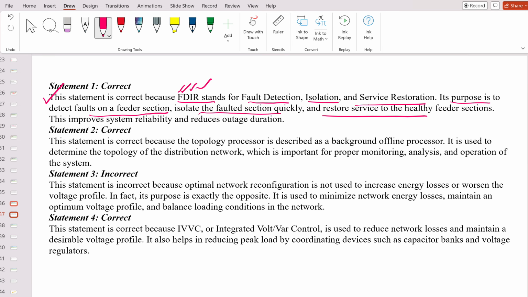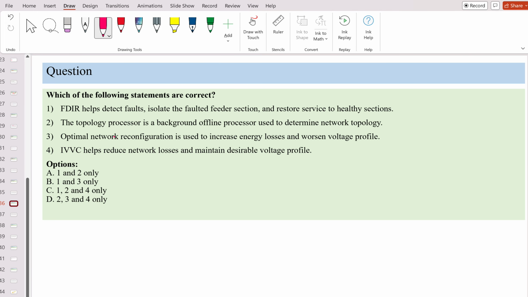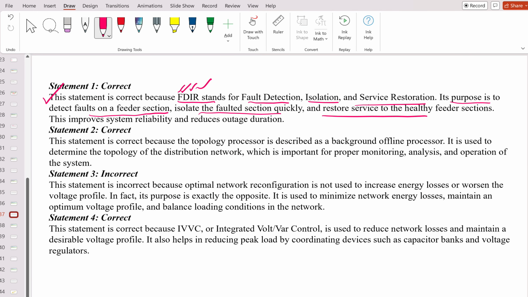The second is talking about the topology processor. The topology processor is described as a background offline processor. You need no internet connection; it is happening in the background. If you don't have any internet connection, it will still run and perform the function which is already coded inside. It is used to determine the topology of the distribution network, which is important for proper monitoring, analysis, and operation of the system.